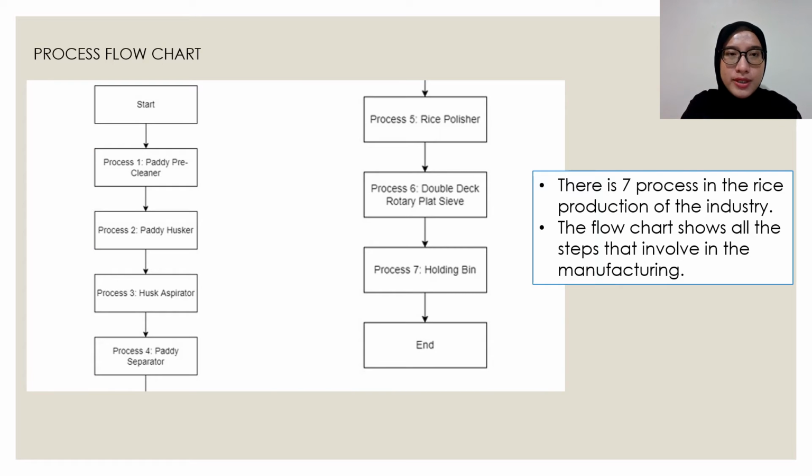This is the process flowchart. There are 7 processes in the rice production of the industry. The flowchart shows all the steps involved in the manufacturing, starting with process 1, the pre-cleaner, and ending with process 7, which is the hardening bin.